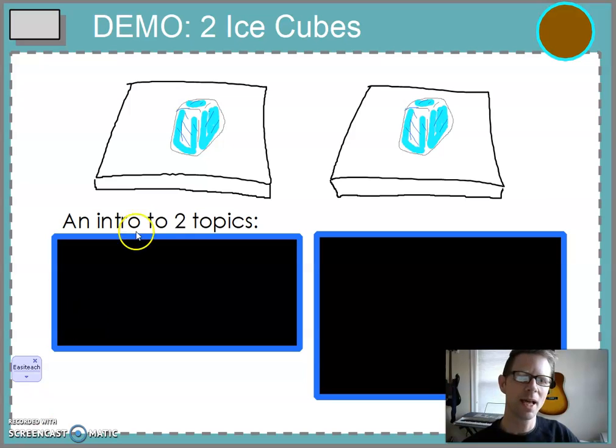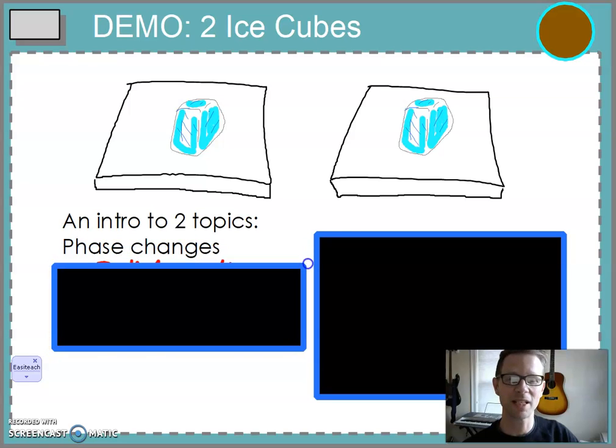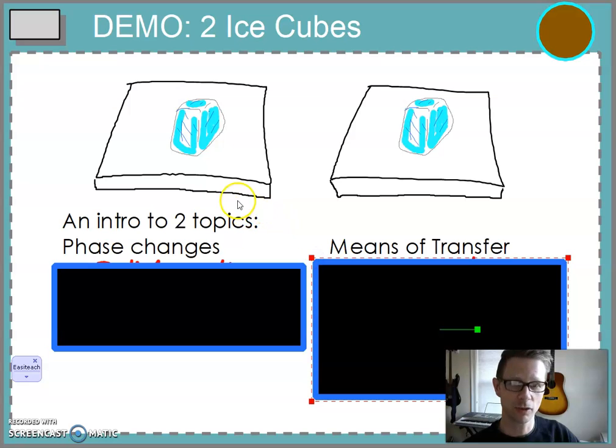Let's take a look at a demo. I think I might have shown you this, and if I haven't, remind me. You've got two ice cubes and something interesting happens. I'm not going to give it away, but that is an introduction to two topics. One of them is phase changes. One of them is something called means of heat transfer. Now, I'll give you a hint. There's going to be some melting going on.